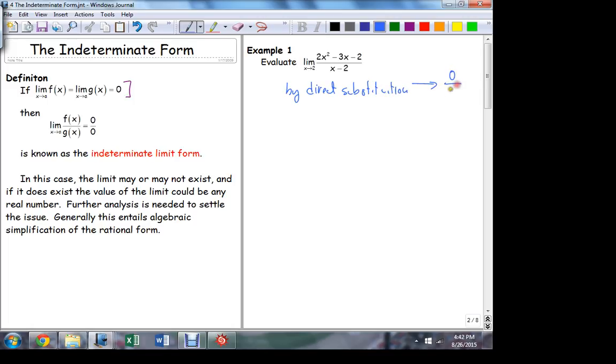I get 0/0, right? If x is equal to 2, then what do I get on top? I get 2 times 2 squared, that's 8, minus 6, minus 2, that's equal to 0. 2 minus 2 is 0. Direct substitution gives the indeterminate form. So from this, I can't draw any conclusion about the limit. Maybe it exists, maybe it doesn't. I've got to go further. And for rational expressions like this, the trick is factorization. Why do both parts of this fraction end up being 0 at the same time? Well, let's see.